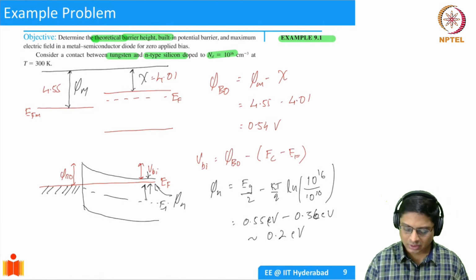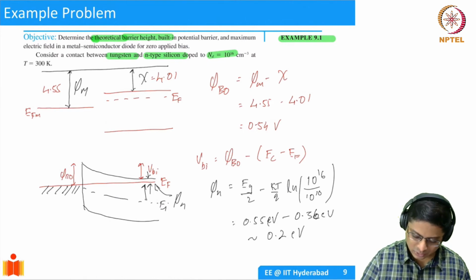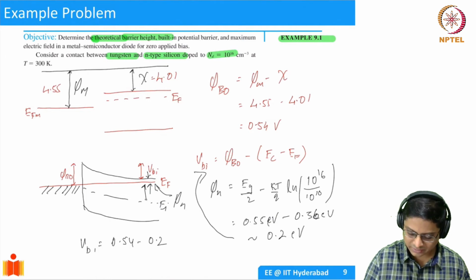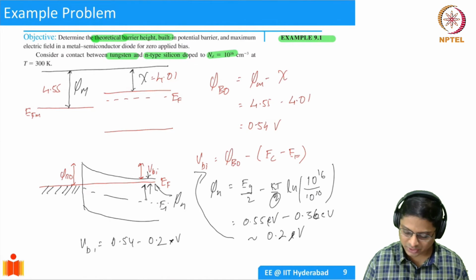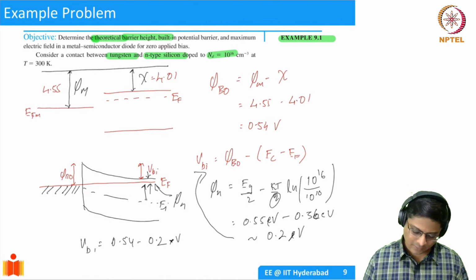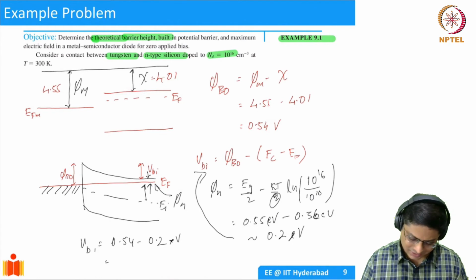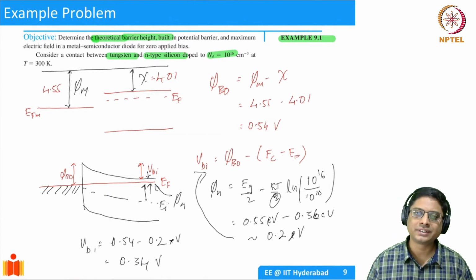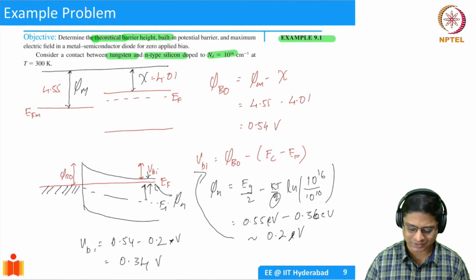Okay, so the built-in potential is going to be, we'll go back and substitute this into built-in potential. So VBI is going to be phi b naught, which was 0.54, minus, let's say, 0.2 eV. But this is eV, but there's a q here, so then I can just talk in terms of volts. Okay, so now you know what it is, right? 0.34 volts is the built-in potential. Okay, so please verify this.